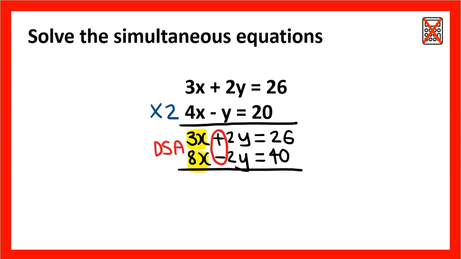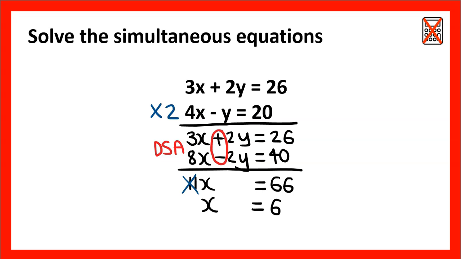3x plus 8x is 11x. Remember from the last video, we don't have to worry about adding these together. The whole reason we do different signs add or same signs subtract is to eliminate these two terms. So that will leave us with nothing is equal to 26 plus 40, which is 66. If 11x is 66, we can divide both sides by 11, and 66 divided by 11 is 6.